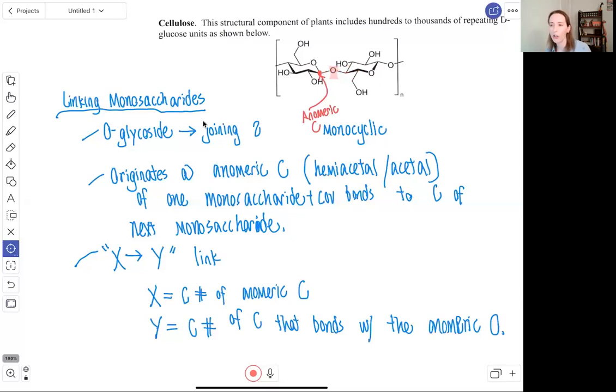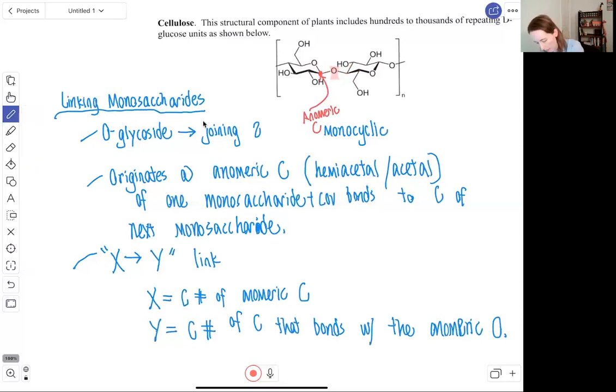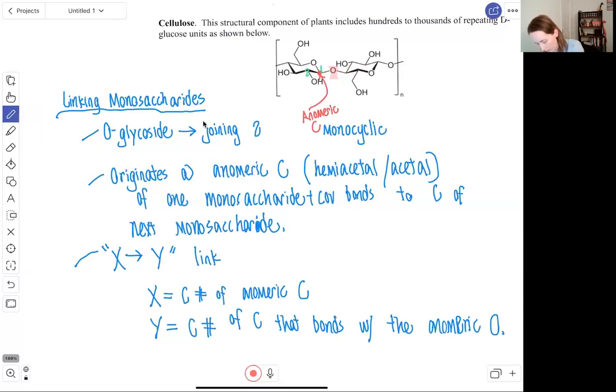So the anomeric carbon, if we determine which carbon number that would be of the ring, based on the numbering that we learned in the last video or two, that anomeric carbon is at position 1, and then we go around the ring 2, 3, 4, 5. And so starting at position 1 and making our XY linkage, position 1 is where the bond starts because that's the anomeric carbon that has the anomeric oxygen directly bonded to it. That's the oxygen right here that I'm highlighting with my laser pointer.